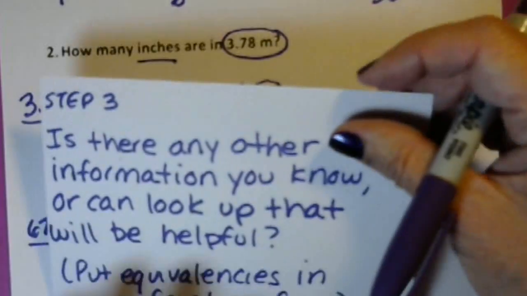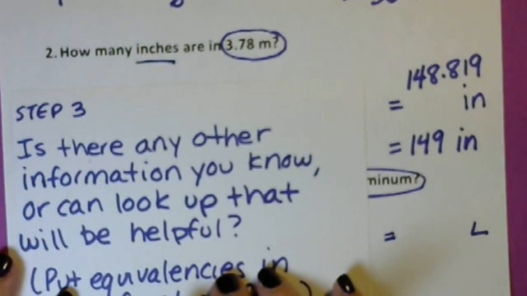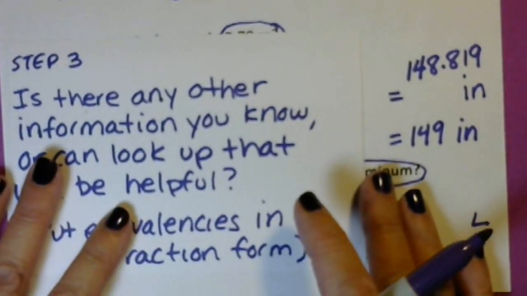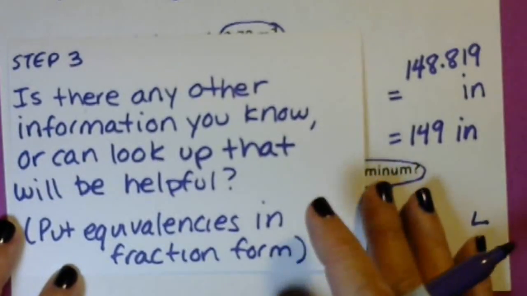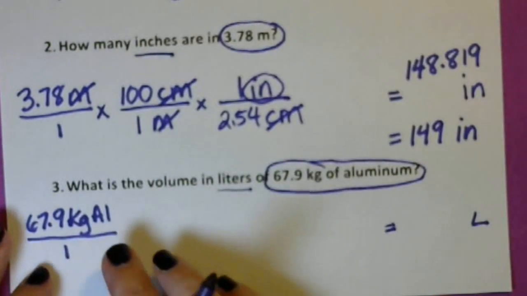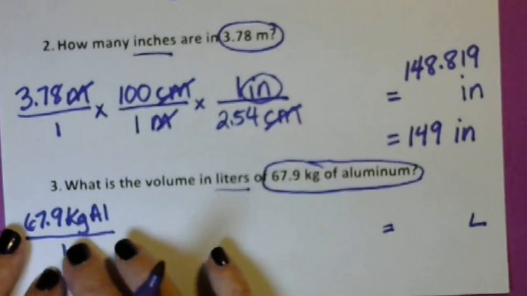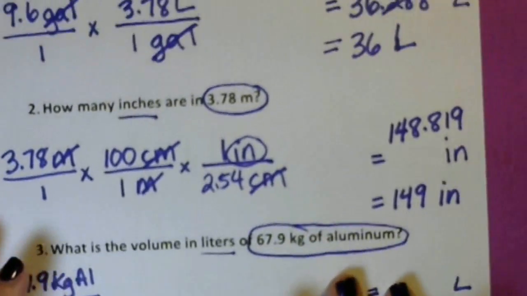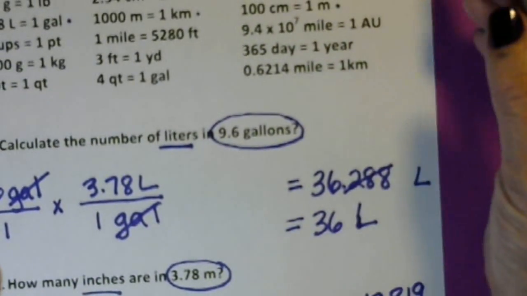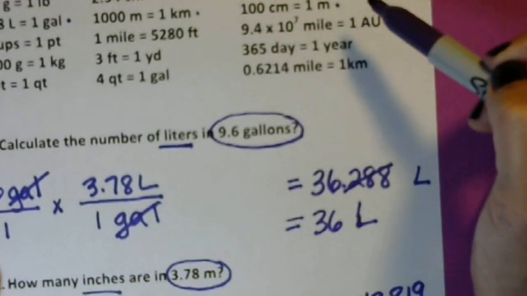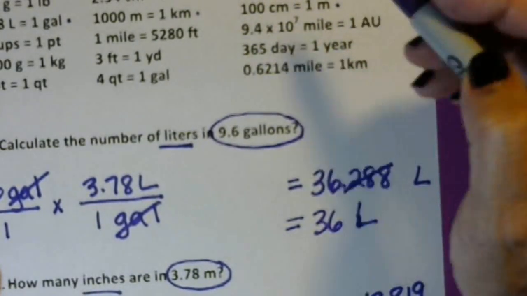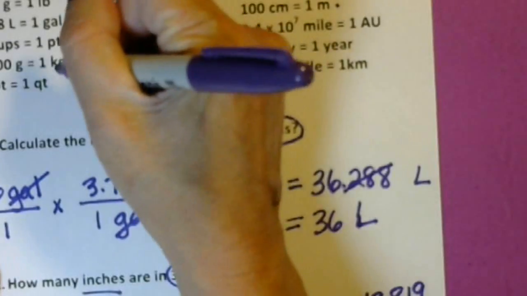So step 3: is there any other information you know or can look up that will be helpful? And we're going to put the equivalencies in fraction form. So this time I'm looking for something with kilograms of aluminum, and I'm going to liters. So let's go at the top. What do I know about kilograms? Here I have information about kilograms.